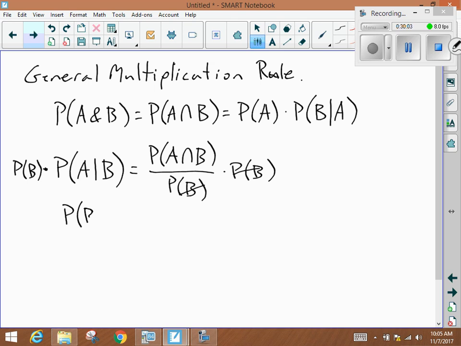Probability B times the probability of A given B is going to be equal to the probability of A intersect B. Cool. So if you're looking for the multiplication rule and you forgot it, you can go to the conditional probability rule and figure it out, right? Because luckily these things follow rules of algebra. So that's good news. Cool.